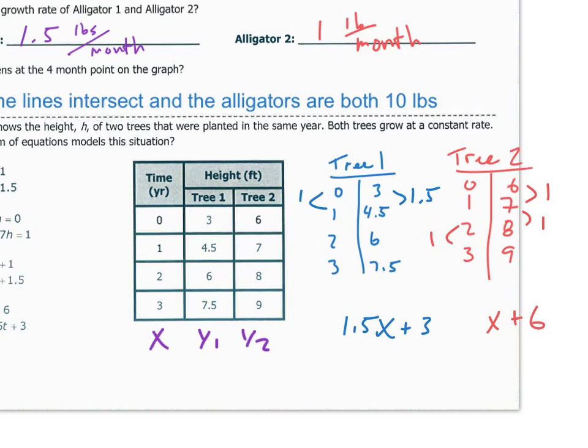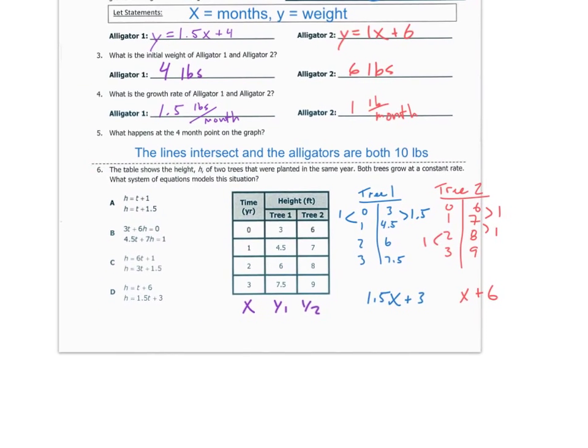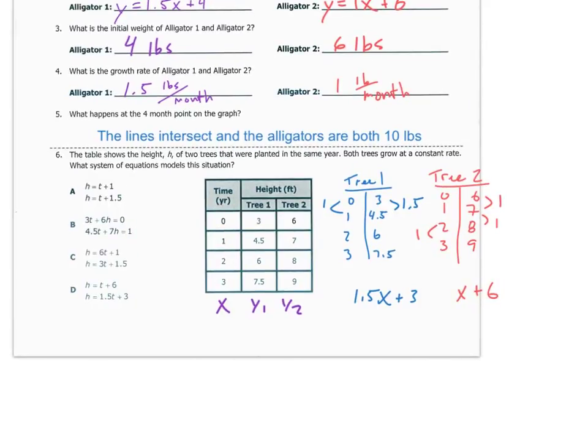Well, if you look at our answer choices here, the only one that looks like that is going to be D, because we have our 1.5t plus 3, or 1.5x plus 3, and then our x plus 6, and here's that t plus 6. But instead of t's and h's, I just used x's and y's.